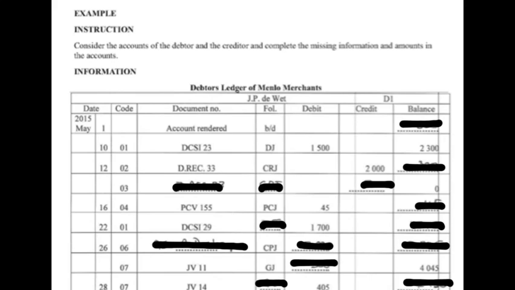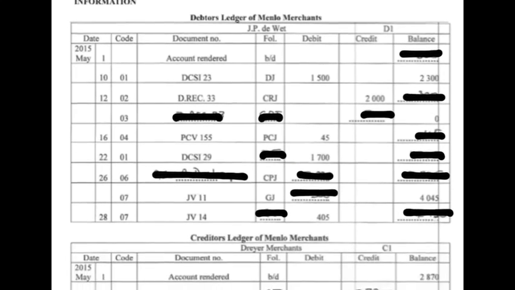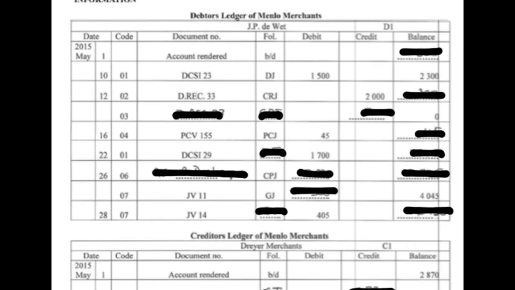Example number 1, instructions. Consider the account of the debtor and the creditor and complete the missing information and amounts in the accounts. So we must just complete the accounts. Let's look at the debtor's ledger first. Now the first thing to do is to add your plus and your minuses.